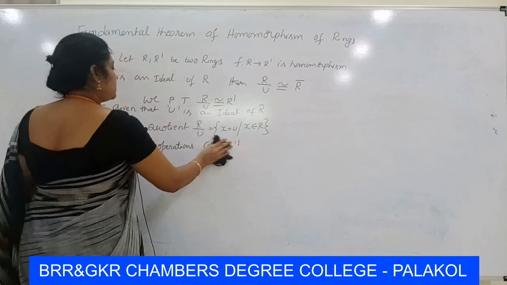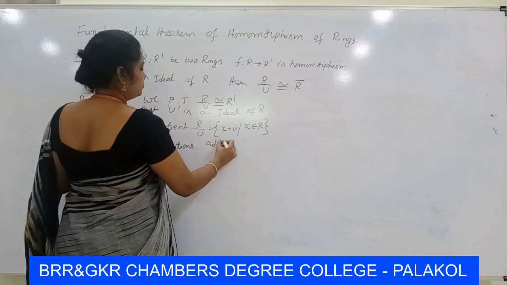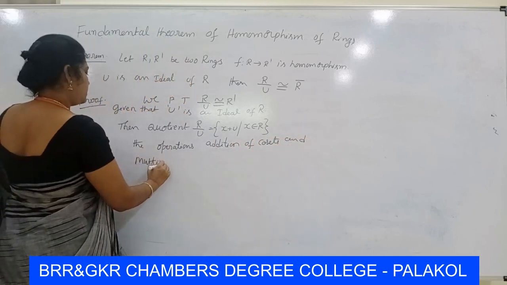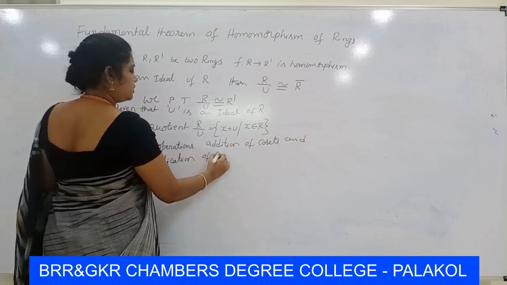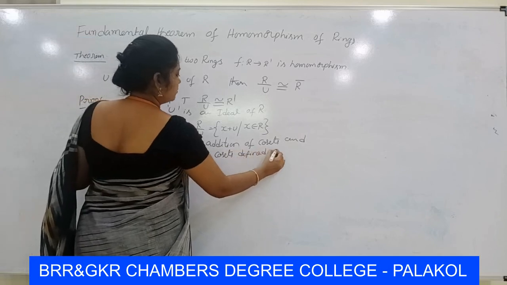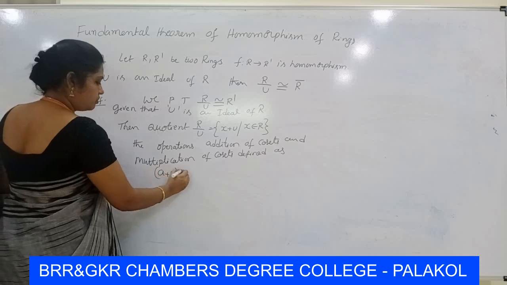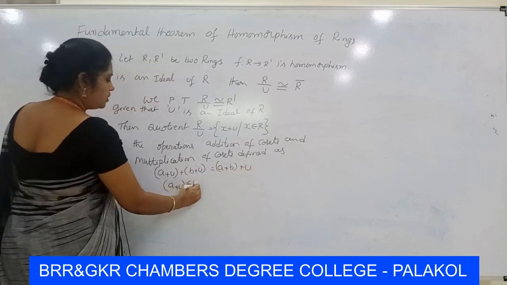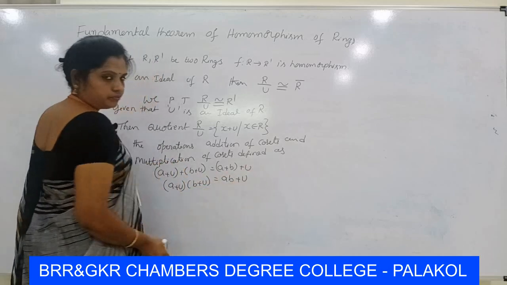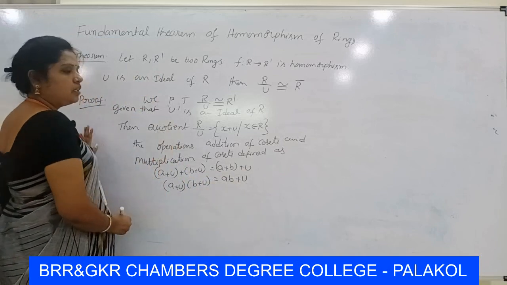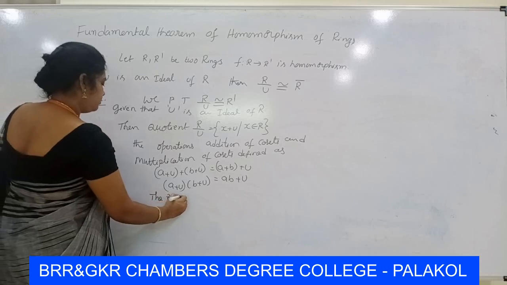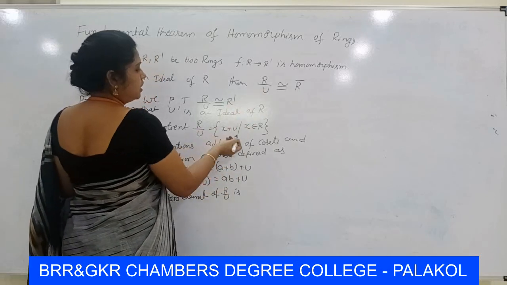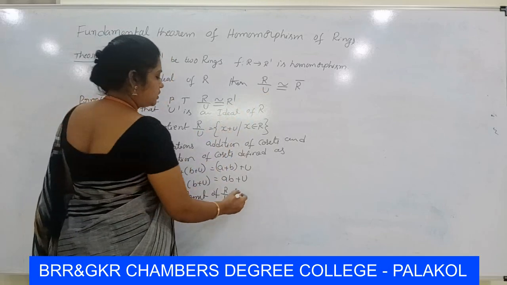Addition of cosets and multiplication of cosets are defined as: a plus U plus b plus U is equal to a plus b plus U, and a plus U into b plus U is equal to ab plus U. And the zero element of R by U, which consists of cosets, is 0 plus U, that is U.